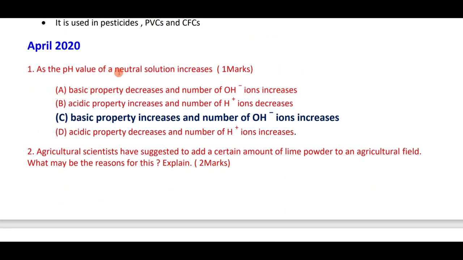As the pH value of a neutral solution increases, that means its basic property increases. Above 7 is what? Basic. Below 7 is acidic. Therefore, basic property increases and the number of OH minus ions increases.